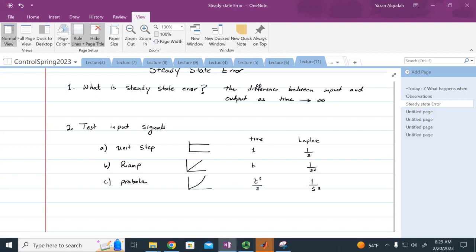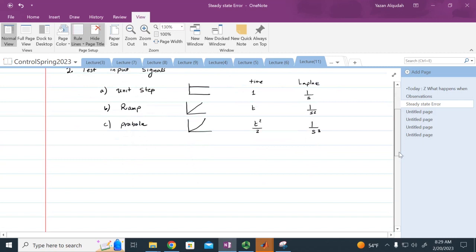Is that clear, what we're trying to do? So we're going to look at different system configurations and be able to determine the steady state error for any of these inputs. A unit step, a ramp, and parabola. Okay. Now if you look at any system, what are the sources of error in the system? Any control system, any system that you apply an input to.